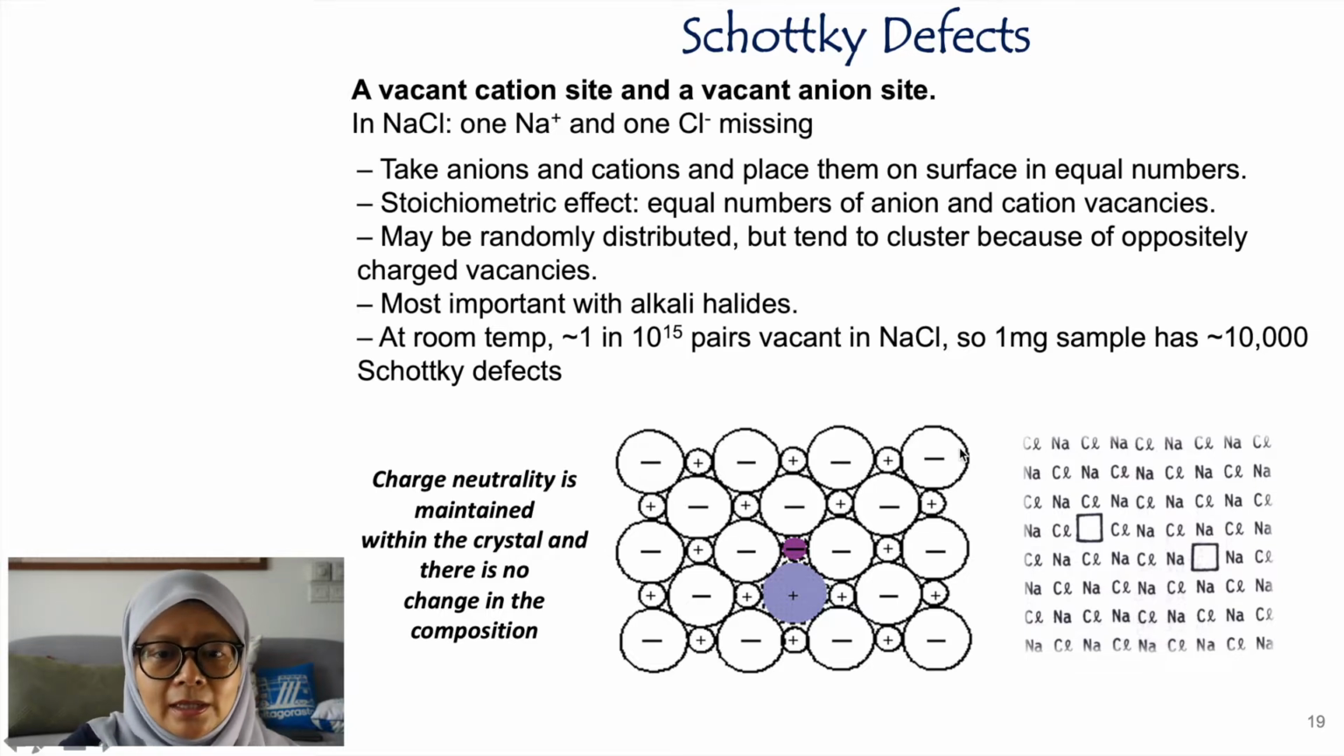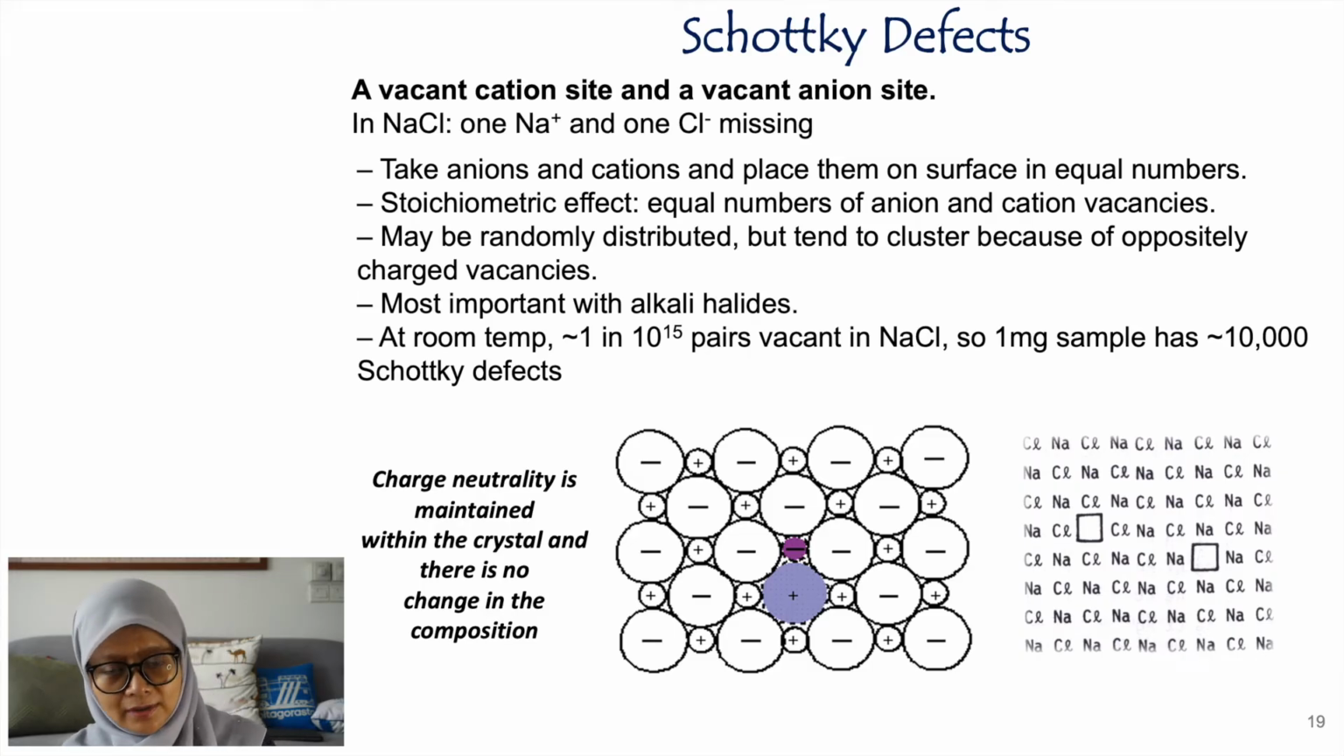In this case, take anions and cations and place them on a surface in equal numbers, so make sure they are balanced. They may be randomly distributed, but usually they tend to cluster because of the oppositely charged vacancies, and also because of the size. And this is for the Schottky defects.